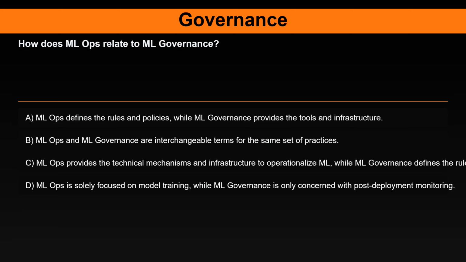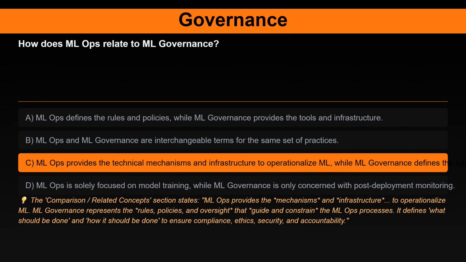Question 9. How does MLOps relate to ML governance? Option A. MLOps defines the rules and policies, while ML governance provides the tools and infrastructure. Option B. MLOps and ML governance are interchangeable terms for the same set of practices. Option C. MLOps provides the technical mechanisms and infrastructure to operationalize ML, while ML governance defines the rules, policies, and oversight that guide these processes. Option D. MLOps is solely focused on model training, while ML governance is only concerned with post-deployment monitoring.